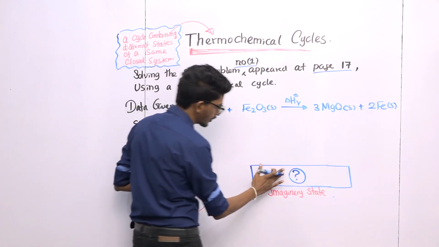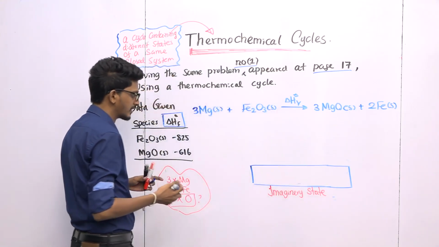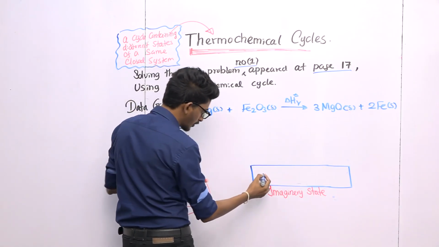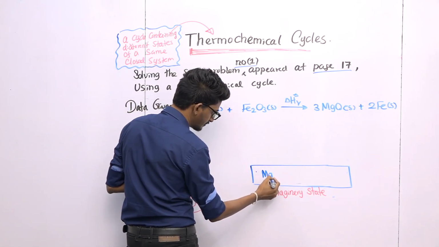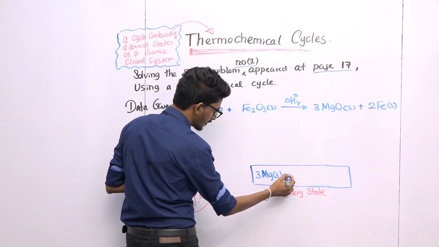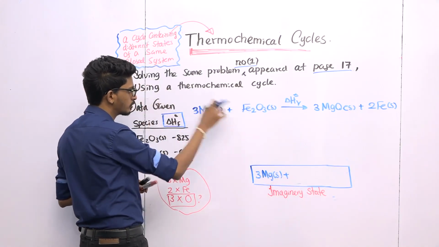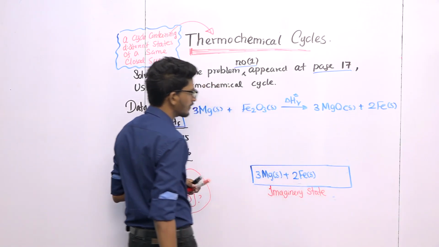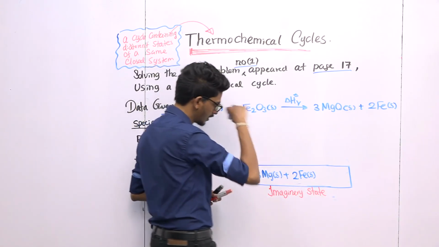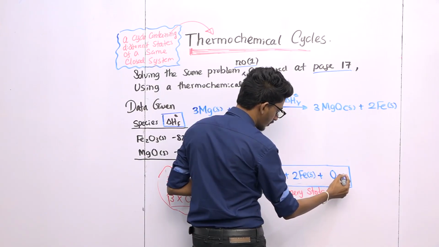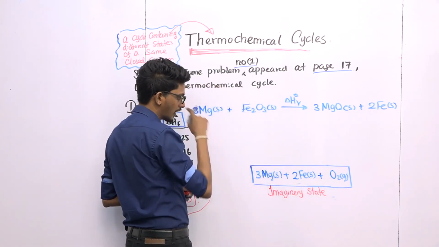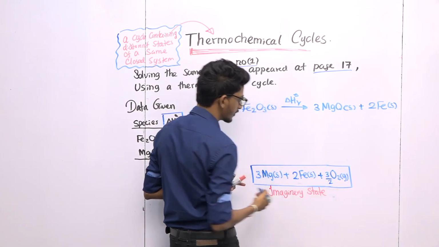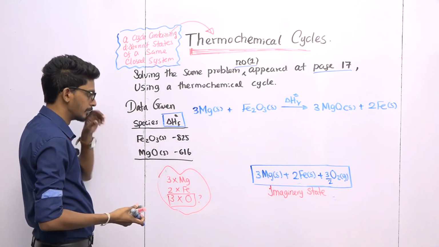So we are going to construct this immediate state with the reference forms. With this system you have 3 magnesium atoms. So magnesium's reference form is magnesium solid. You have 3 of those. And with this system you have 2 Fe atoms. So Fe's reference form is Fe solid. And with this system you have 3 oxygen atoms. So oxygen's reference form is O2 gas. So you need to have only 3 oxygen atoms, so that everything cancels in the 2 and 3. So 3 oxygen atoms. This is going to be your immediate state.